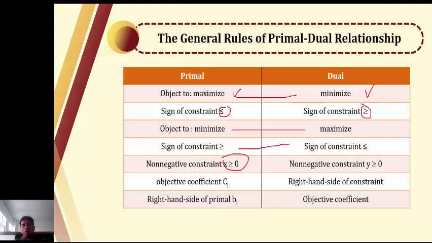For the non-negative constraint, y greater than or equal to 0 in the primal is also y greater than or equal to 0 in the dual. How about the objective coefficient Cj? It becomes the right-hand side of the constraint in the dual. However, the right-hand side of the primal, bi, becomes the objective coefficient in the dual.